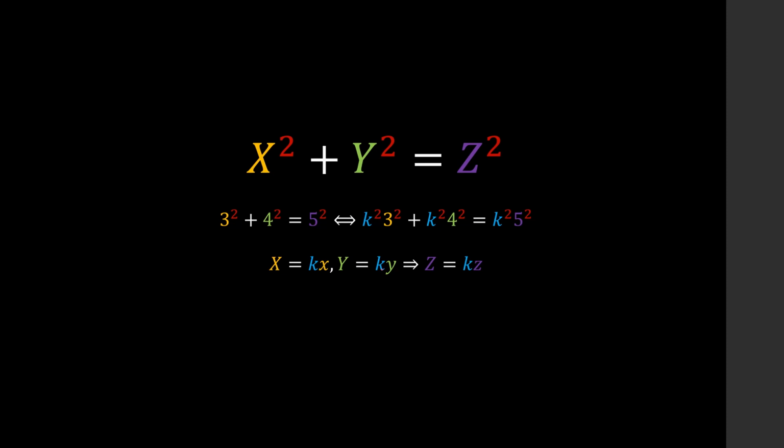Let's say x and y have a common divisor k, right? So x is k times some small x, and y is k times some small y. Well, then you'll see we'll get k squared times x squared plus k squared times y squared is equal to this big z squared. But then that means that if I factor out the k squared, k squared is going to divide the big z squared. So z itself is going to be some k times a small z.